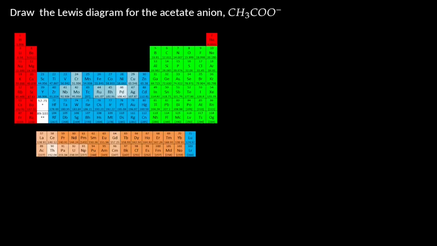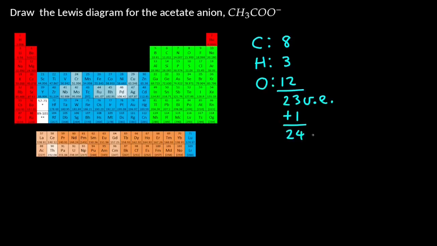Let's draw the Lewis diagram for the acetate anion. So first we determine the number of valence electrons. So 2 carbons have 4 each, and 3 hydrogens each have 1 valence electron, and 2 oxygens have 6 each. So that gives a total of 23 valence electrons. And because we have an anion, we'll add another electron. And now we draw the skeletal geometry with the least electronegative atom in the middle, except for hydrogen, which is normally a terminal atom.